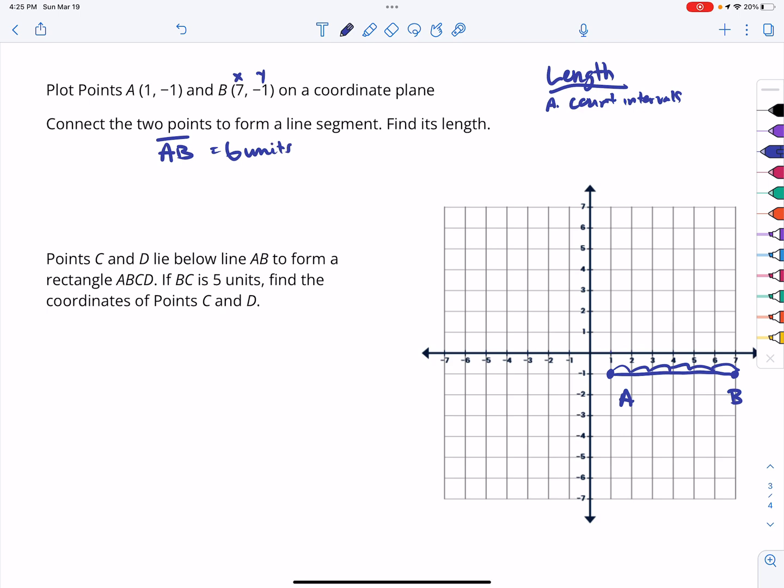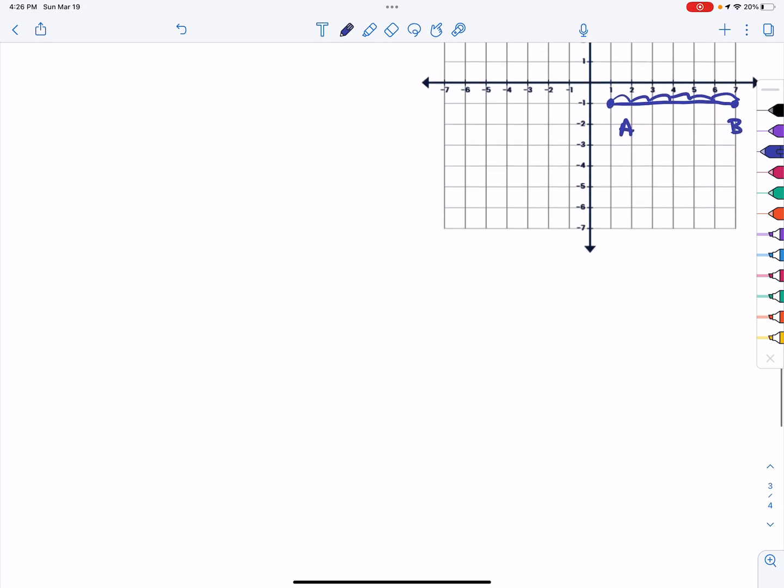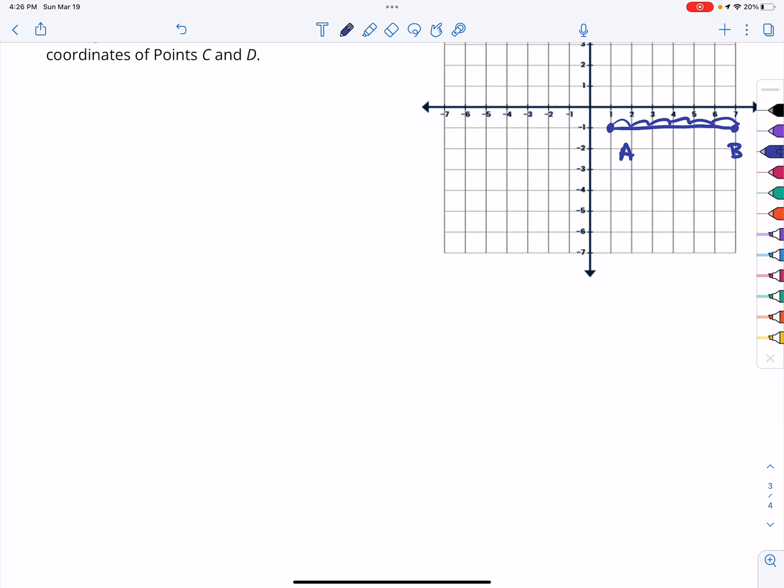Now there are times, especially in the future, where you're going to need to know how to do some calculations because the points aren't going to be quite as friendly as that. And so we've looked at how you can use absolute value. When you're using absolute value, I'm going to make notes of these down here. When you're finding the length and it's horizontal, you're going to use the x coordinates. And if it's vertical, you're going to use the y coordinate.